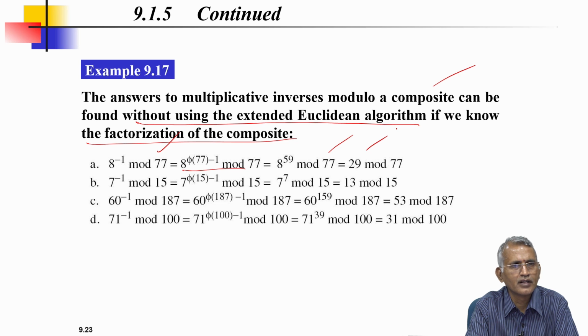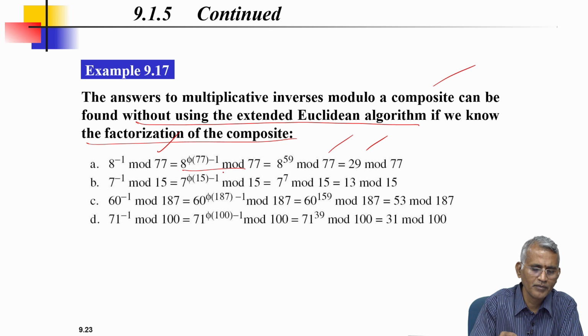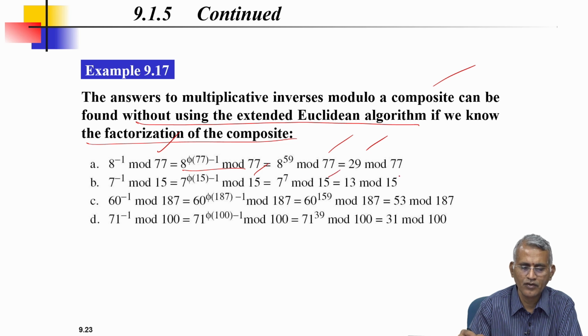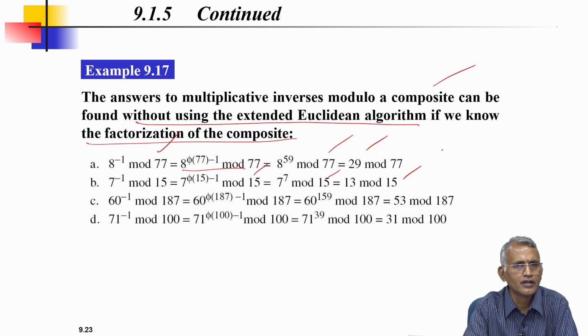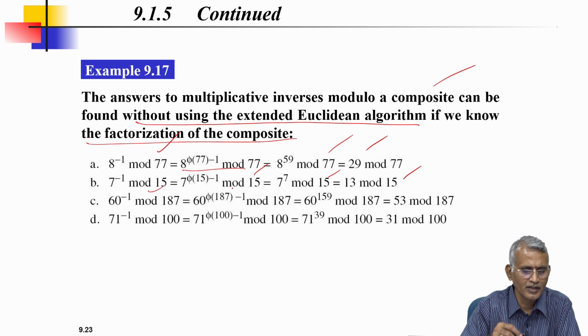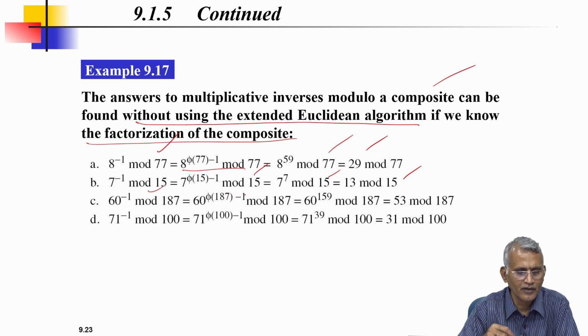Now, we can calculate 7 power minus 1 under modulo 15, which is 7 power phi of 15 minus 1 under modulo 15, which is equal to 7 power 7 under modulo 15. Therefore, the value of 7 power 7 is 13 under modulo 15. So, go ahead like that: 60 power minus 1 under modulo 187. So, that is 60 power phi of 187 minus 1 under modulo 187, 60 power 159 under modulo 187, therefore, 53 under modulo 187.